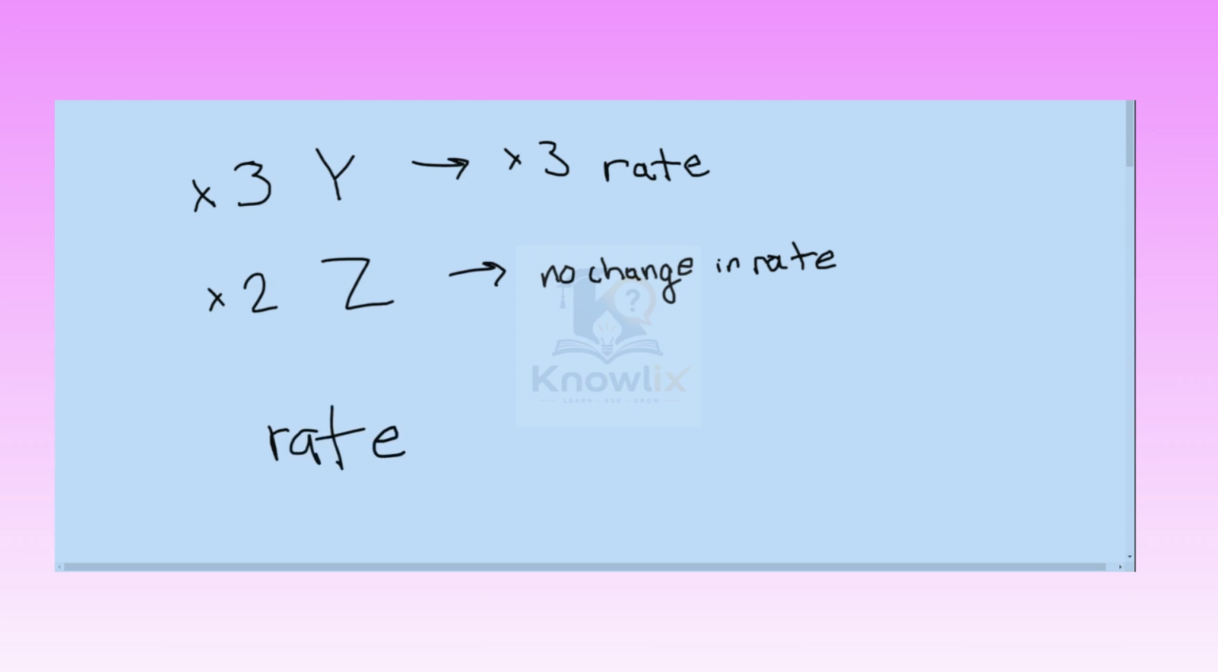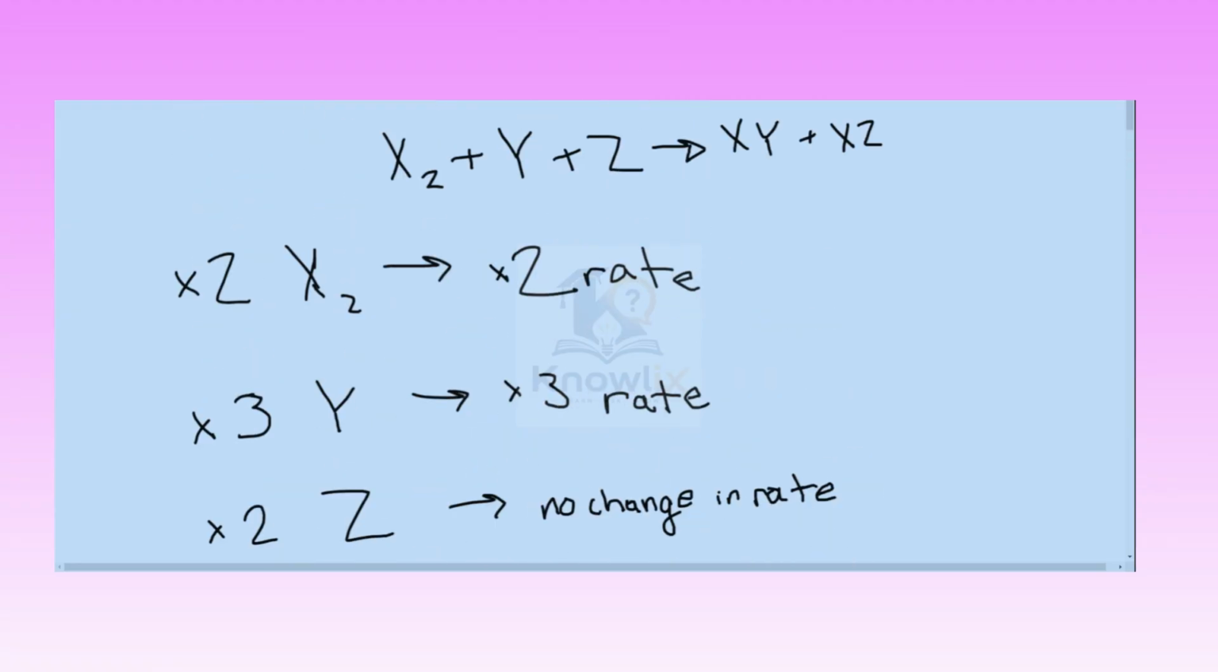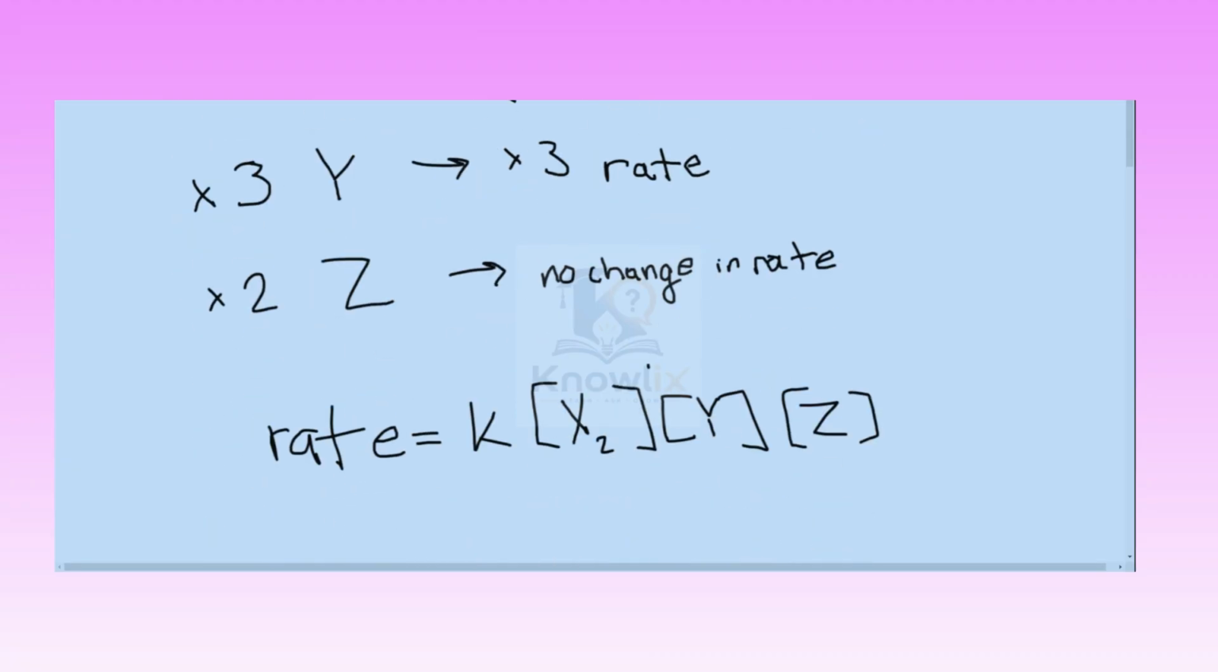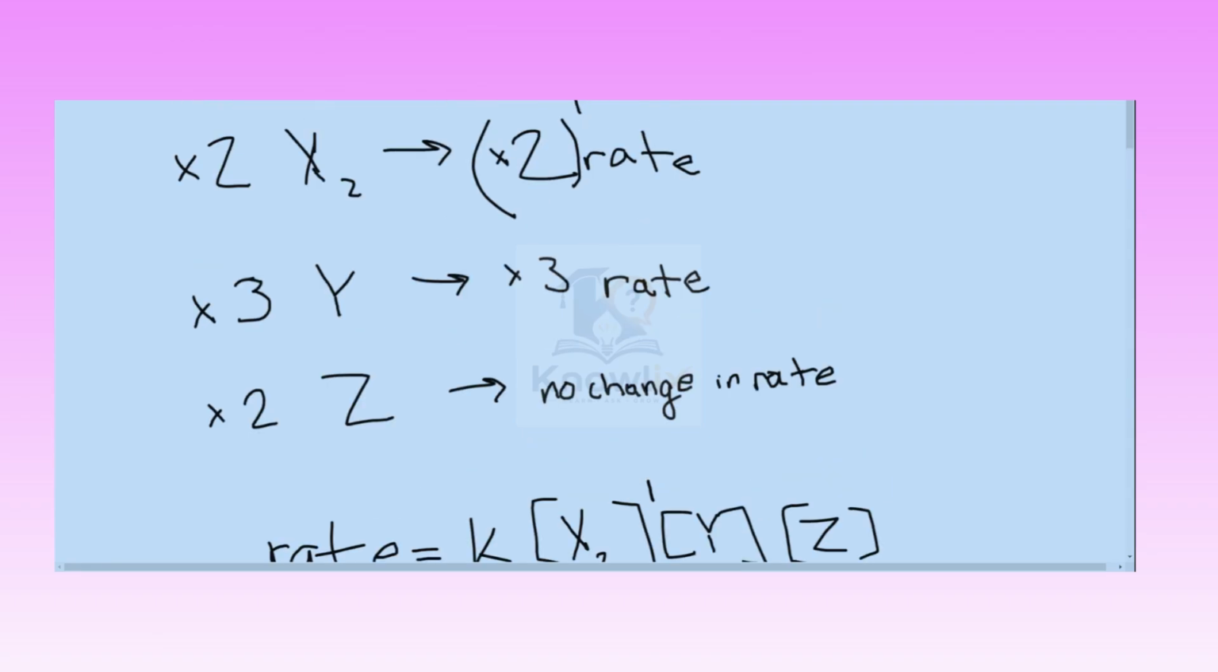So the rate is equal to K times the concentration of X squared, Y, and Z. So doubling X led to a doubling of the rate, so there would be a 1 there.